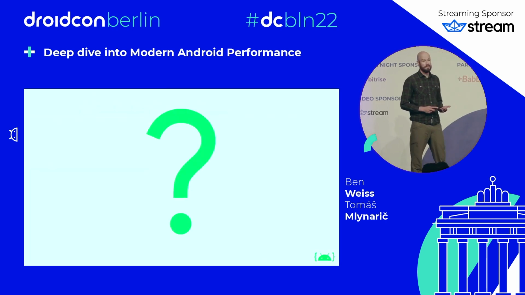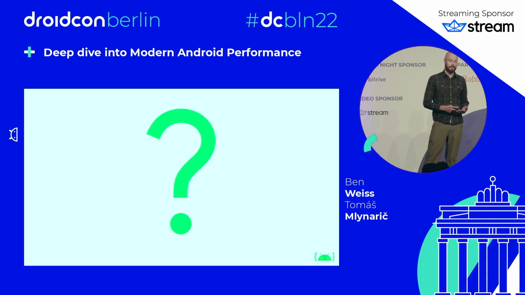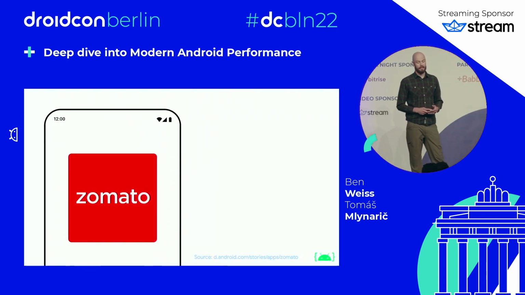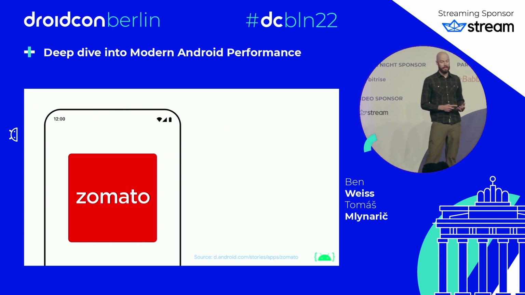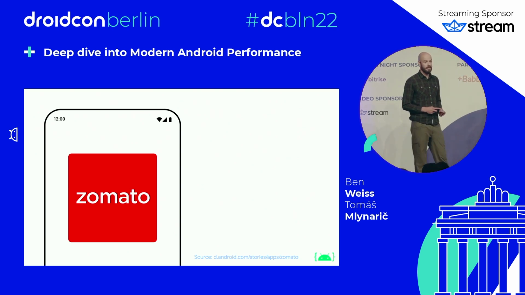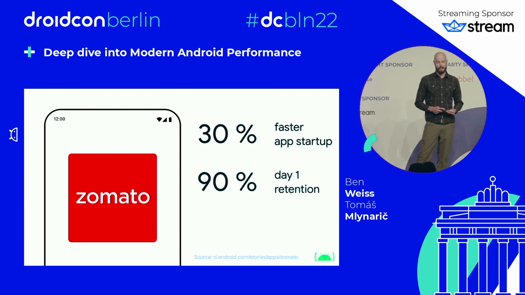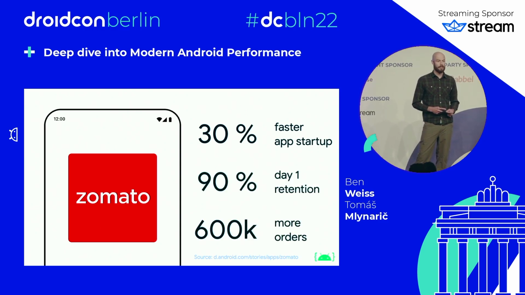But why should you care? Not just from a user perspective, but a business perspective. We've worked with a lot of partners to figure this out. Zomato is a large Indian restaurant aggregator app. They also deliver food with over 43 million active users and more than 1.5 million orders a day. They're quite big. And they improved their app startup time by an average of 30%. According to Zomato, this led to an increase in day one user retention of 90% and more than 600,000 more orders over the time that they observed, which is quite dramatic.